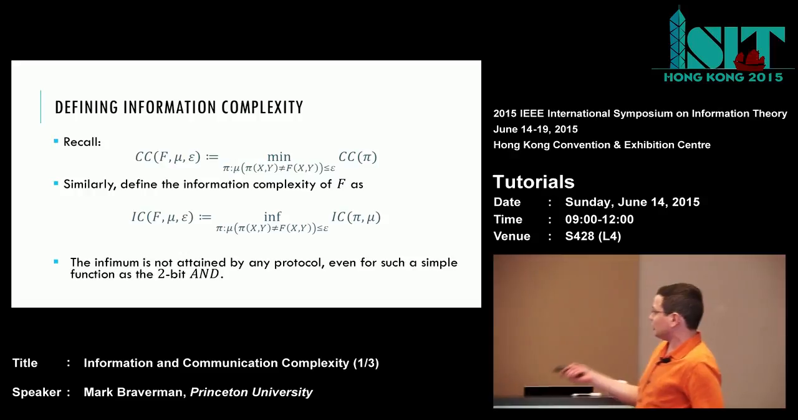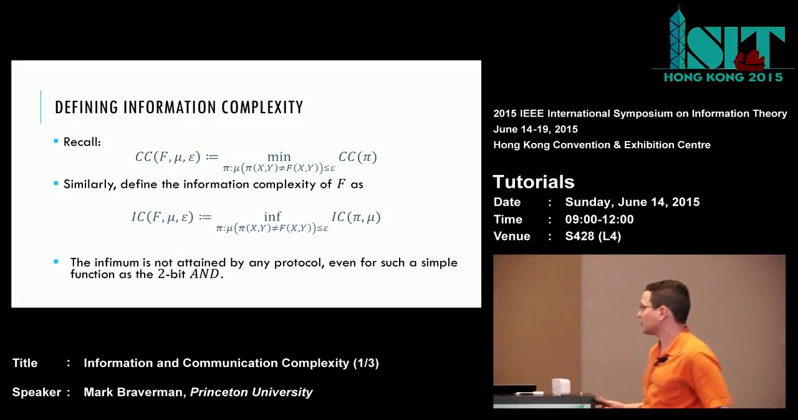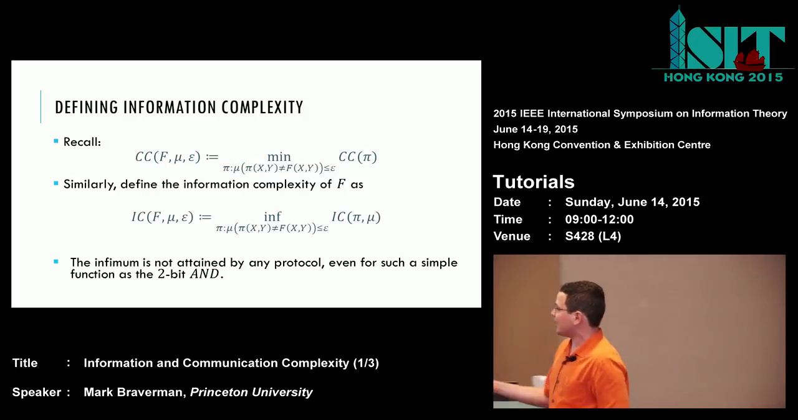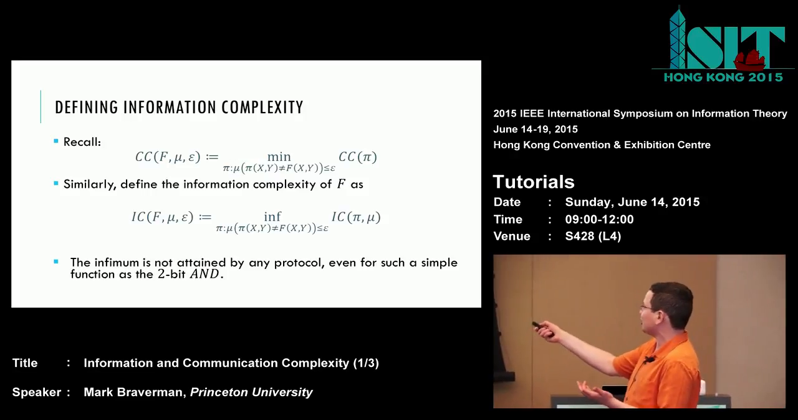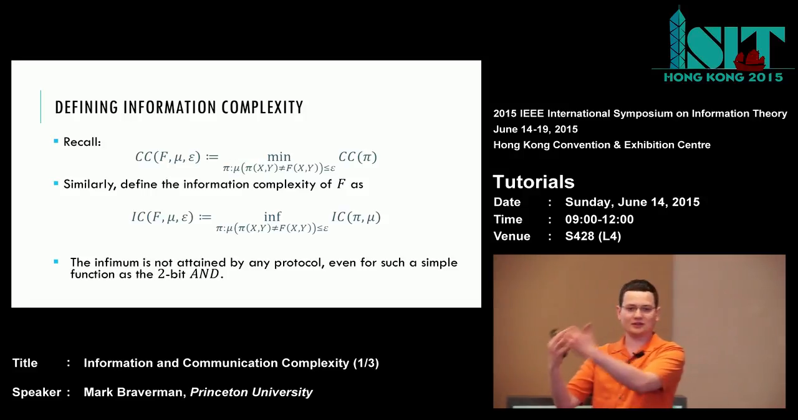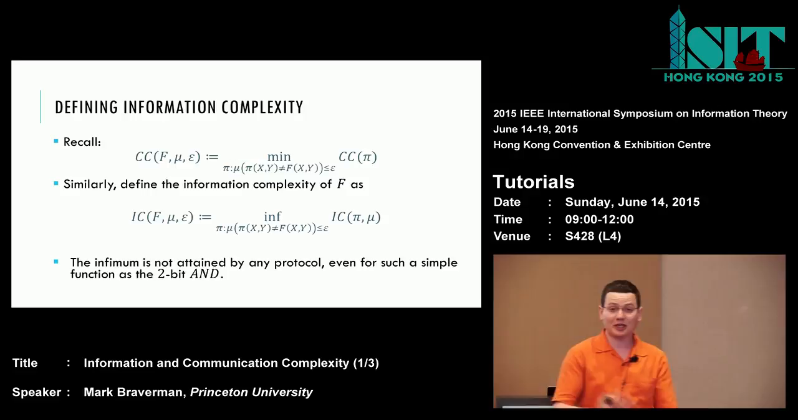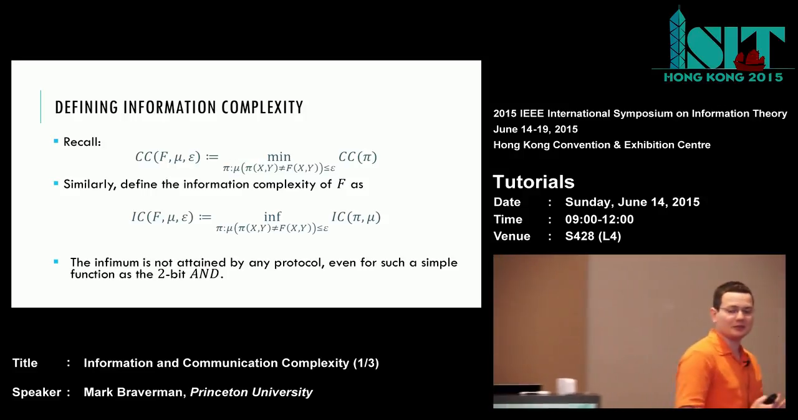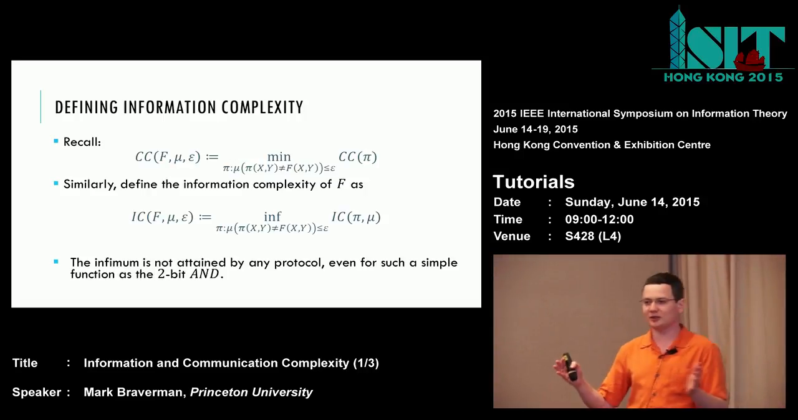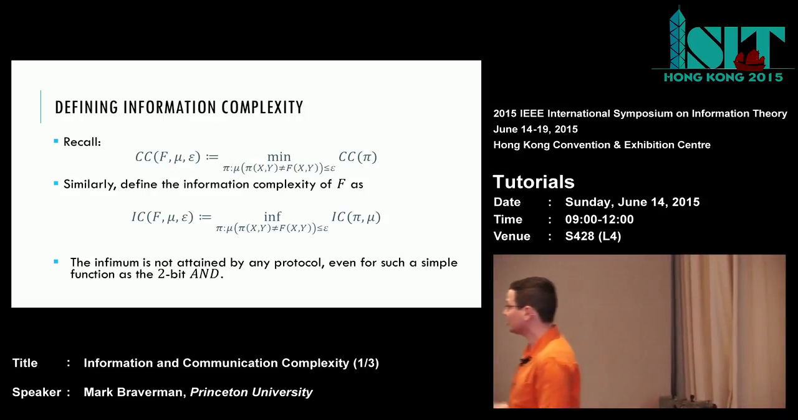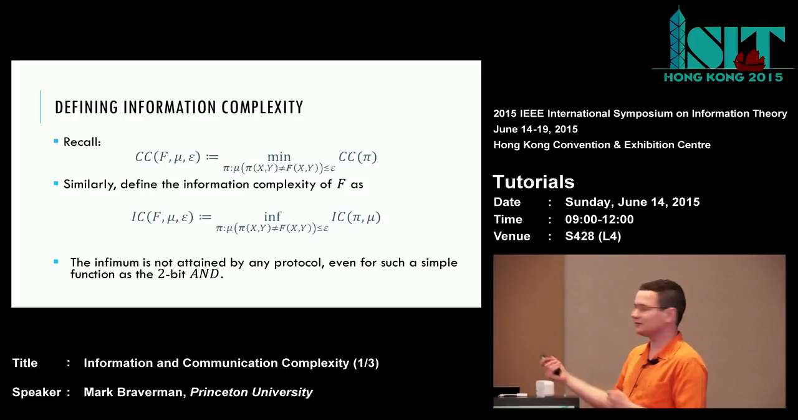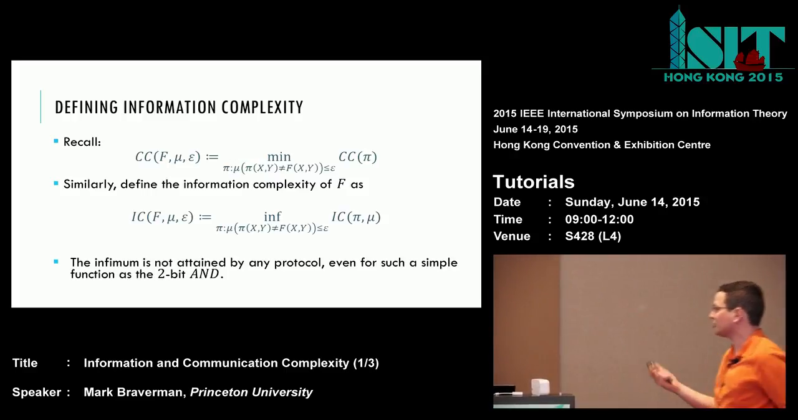So that was just an example. Now we can define the information complexity of f. In communication complexity, we were trying to solve the problem while minimizing the number of bits exchanged. In information complexity, we try to solve the problem while minimizing what we learn. So we don't care if we communicate for a very long time, as long as we don't learn much. So it's the infimum over all the protocols that get the job done of the information cost of the protocol.